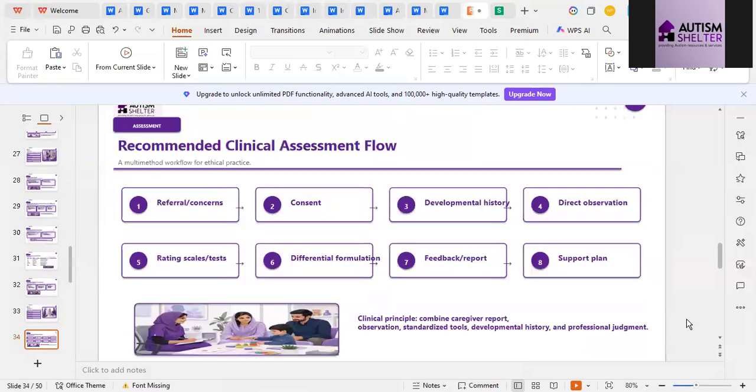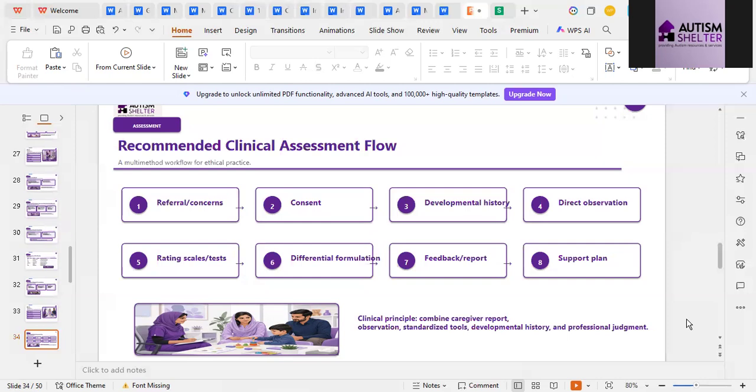Very important: how do we assess? Don't just look at the child and say, oh, he's autistic, oh, he's ADHD, I think he has ID. No, please, there is a proper pattern and workflow for these things. For the referral concerns, first you always look at the presenting complaints and then go for consent.